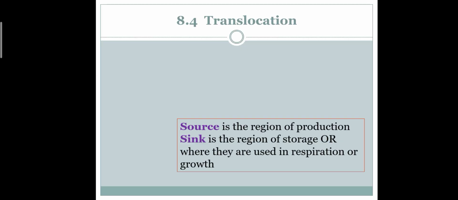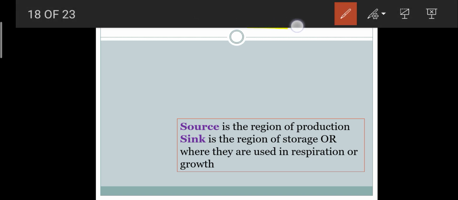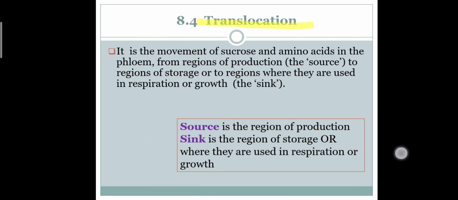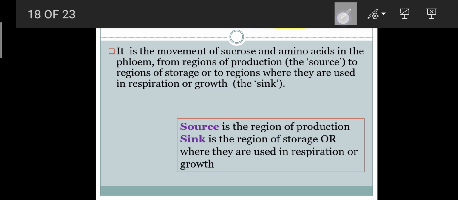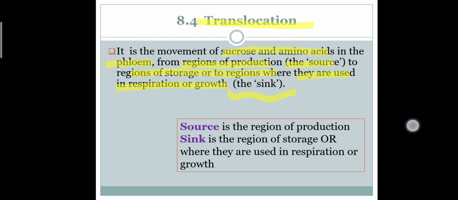So now we will discuss translocation. What is translocation? Translocation is the movement of sucrose and amino acids in the phloem from the region of production, which is known as the source, to the region of storage, or the regions where they are used in respiration or growth, which is known as the sink. This process is known as translocation. So translocation is the movement of sucrose and amino acids in the phloem from source to sink.